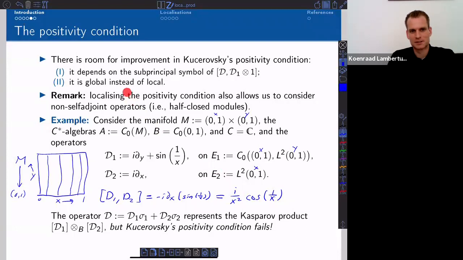And second, we see that the problem here is really that Kucerovsky's condition is global instead of local. So if we restrict this function to a compact subset, then of course on any compact subset it will be a bounded function, and then there's no problem anymore. But the problem is really that this Kucerovsky condition is a global condition, and globally this function is not bounded.